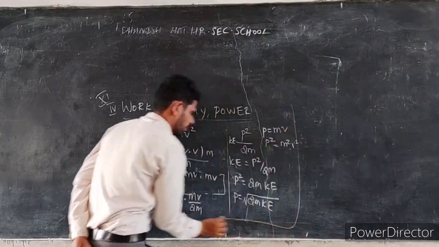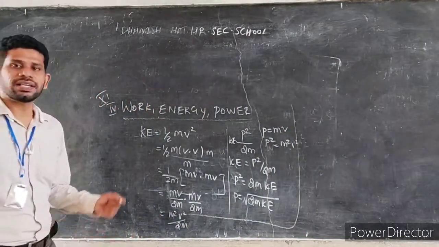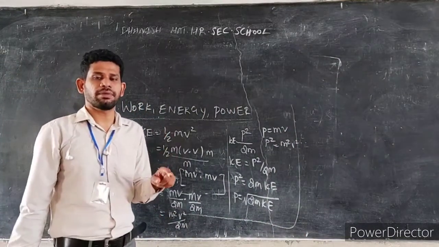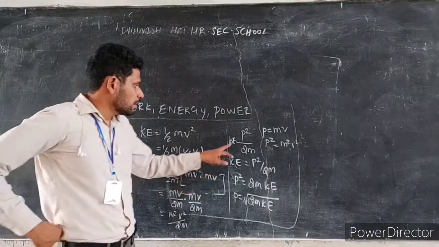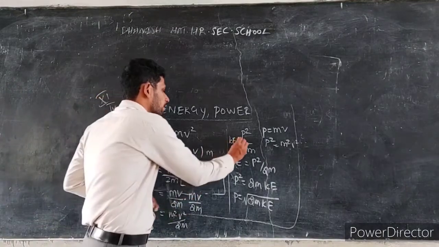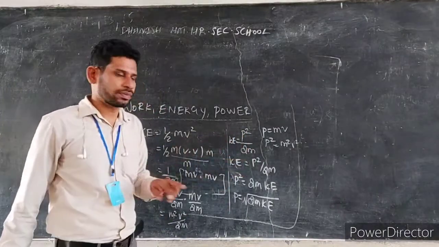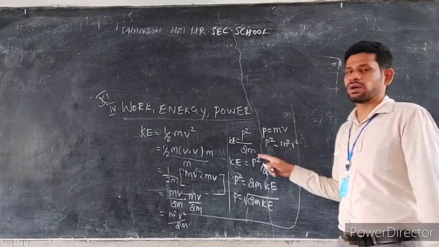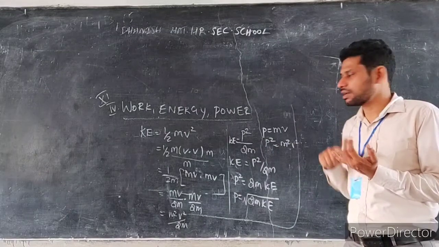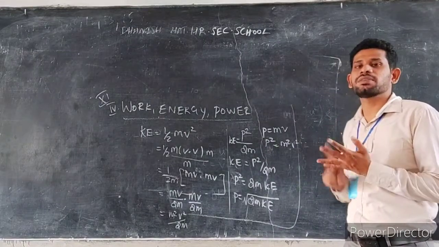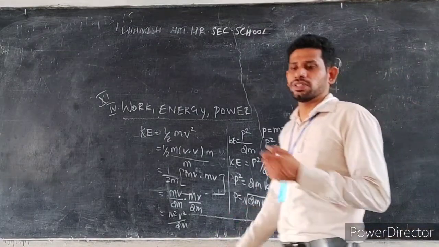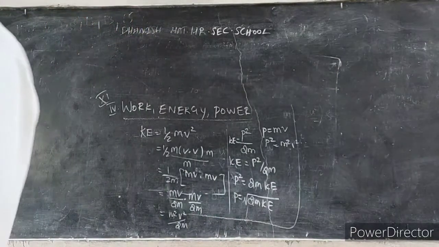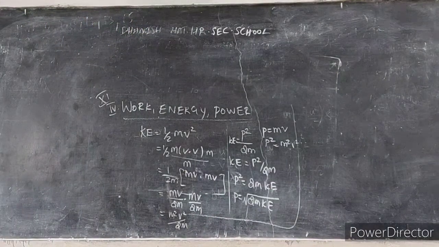So this is very important. What is the relation between kinetic energy and momentum? Kinetic energy will be equal to p squared by 2m. From this formula we can find the kinetic energy of the object, the mass of the second object, and the momentum of that object. So this is very important: kinetic energy equals p squared by 2m.